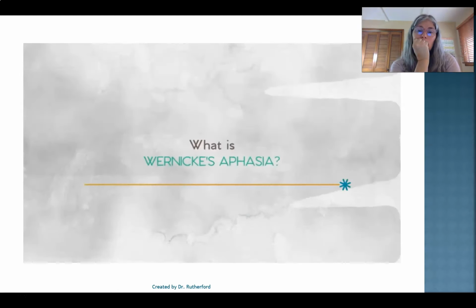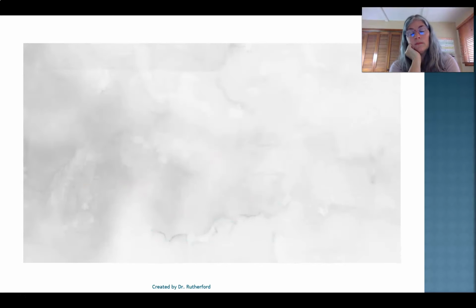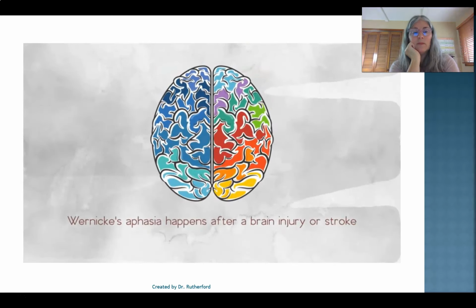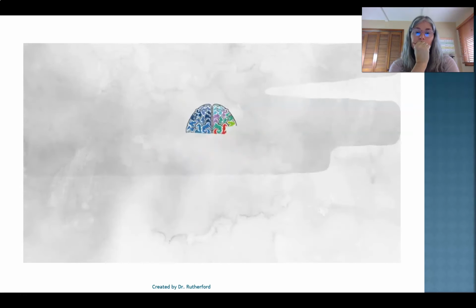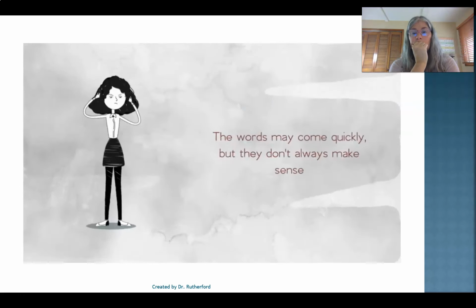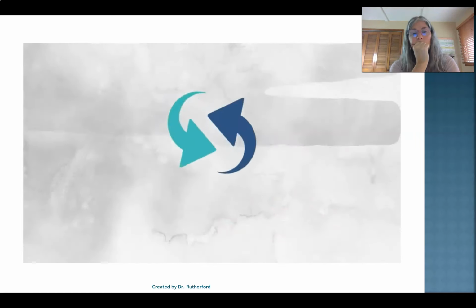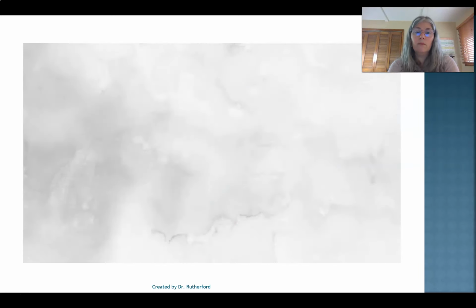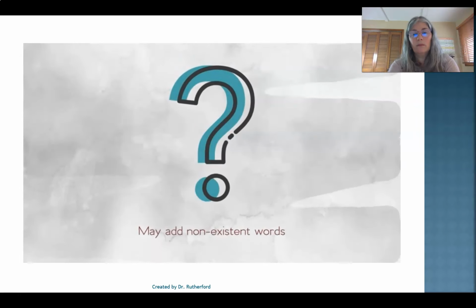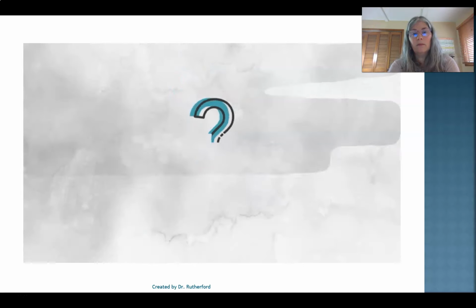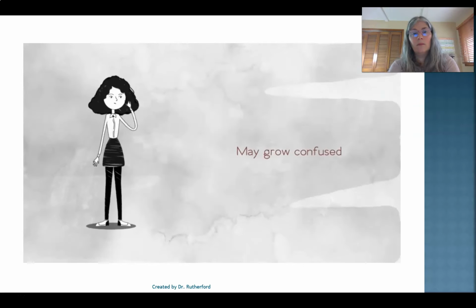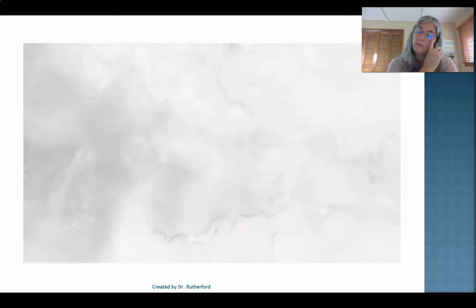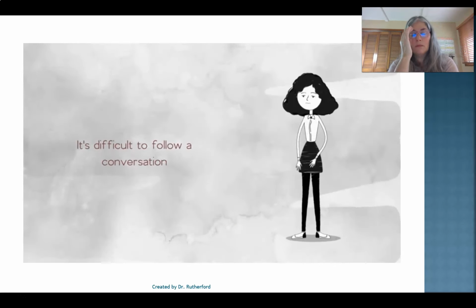Wernicke's aphasia is a communication disorder that affects a person's ability to understand words. It comes on suddenly, the result of a brain injury or stroke. People with Wernicke's aphasia can speak easily, but the words don't always make sense. Their understanding of speech is impaired, so their answers may not match the question. People with Wernicke's aphasia may not know that they're adding non-existent words into their sentences, and may grow confused when other people don't understand them. It is very difficult for them to follow a conversation or comprehend language, written or spoken.